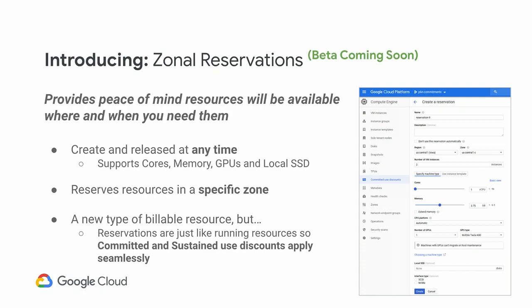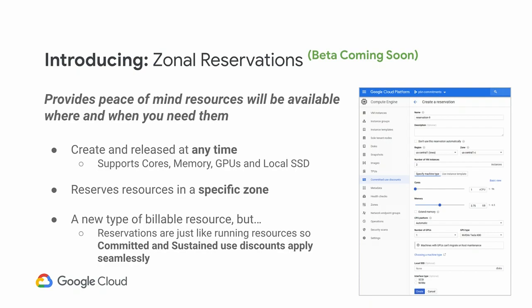So you can say, I need to make sure that I always have 100 N1 standard 32s in US Central 1A. So that's a specific zone and a specific machine shape. You can create these reservations, and so long as we grant the reservation, you now know that those resources are there for you, and you can convert them into running instances whenever you want. There's a bunch of different use cases here. For example, let's say you want to do a patch, and you're doing a rolling patch and some instances get deleted. You want to make sure that you have enough resources to complete the operation and come back in a healthy state.